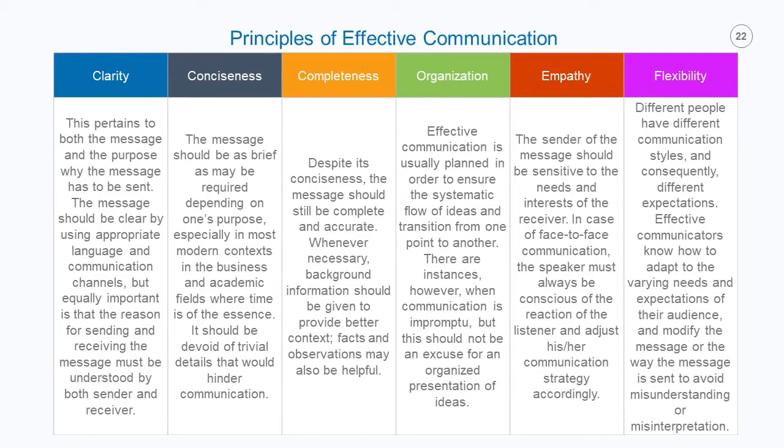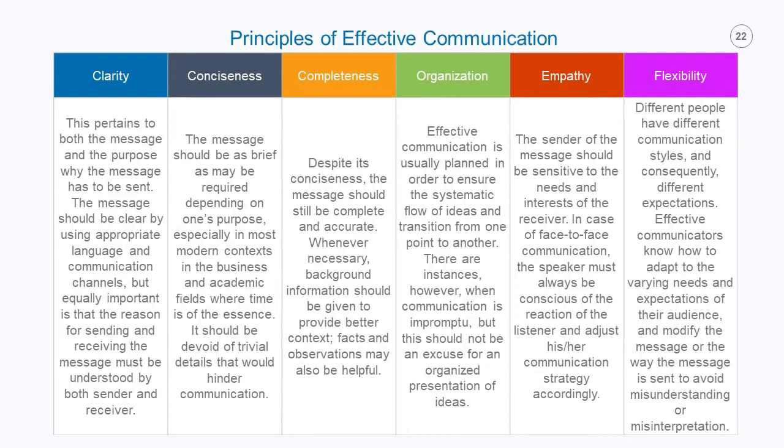Completeness. Despite its conciseness, the message should still be complete and accurate. Whenever necessary, background information should be given to provide better context. Facts and observations may also be helpful.